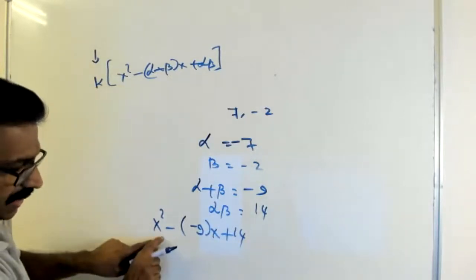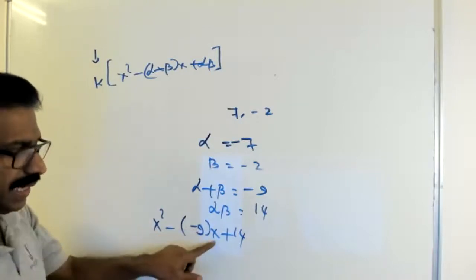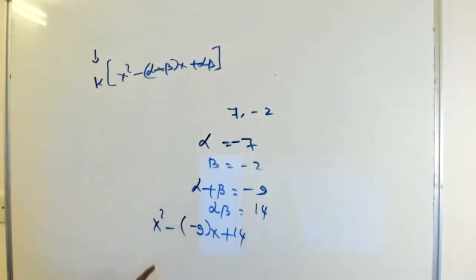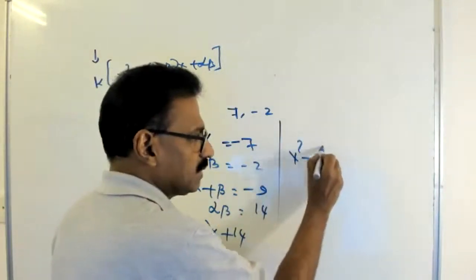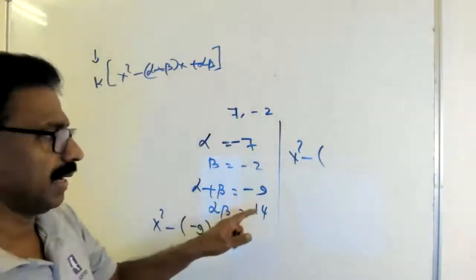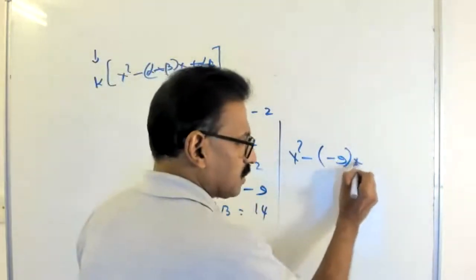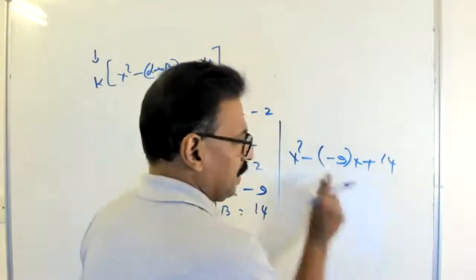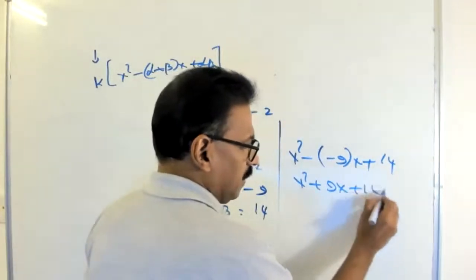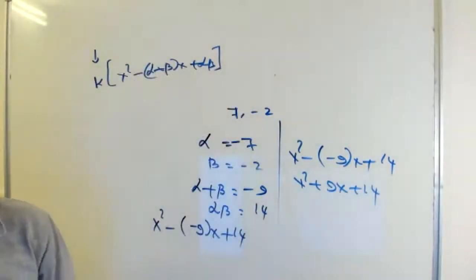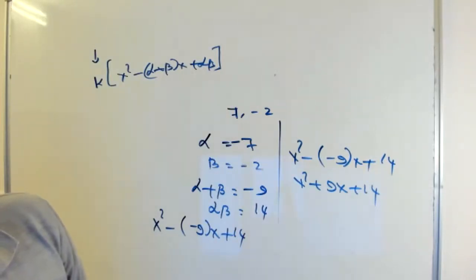So now what is the answer? X square plus 9x plus 14, because minus minus become plus. This is the way you see: x square minus, you got the sum is minus 9, minus 9 x outside, plus 14. So minus into minus plus. So x square plus 9x plus 14. Anyone have question? Any objection to this one? Hello? No, sir. Okay, so your question is valid.